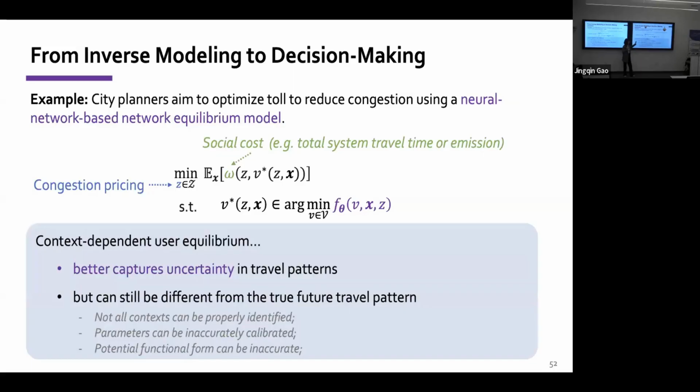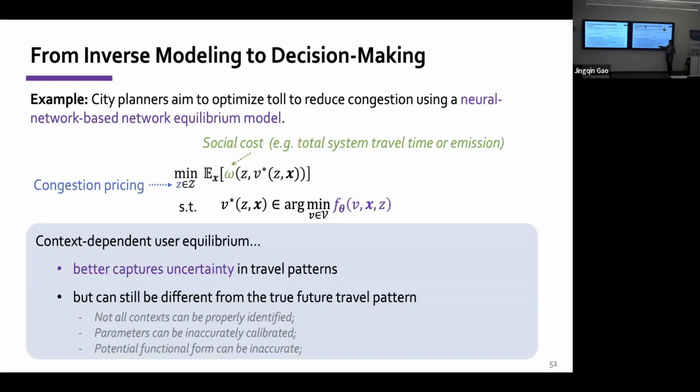By using a context-dependent user equilibrium here, we can better capture the uncertainties in travel demand, but there still remains a question. The best we can do is calibrate the models using the current data, but considering the lifetime of a construction process, we are planning for the future, decades ahead. There will inevitably be some changes in people's travel behaviors, and the models we get here can never be perfect.